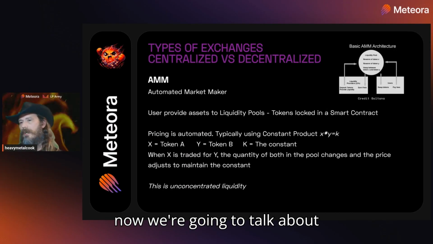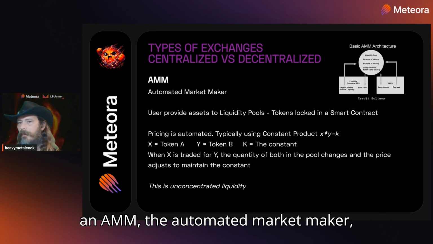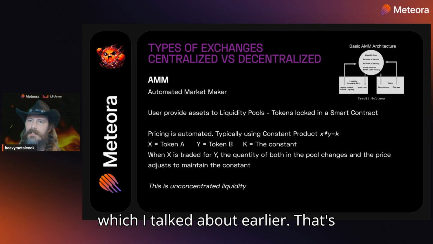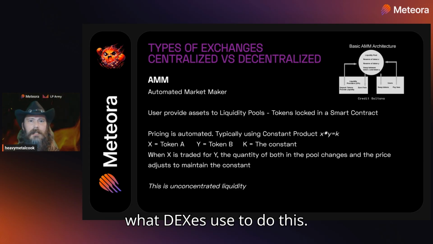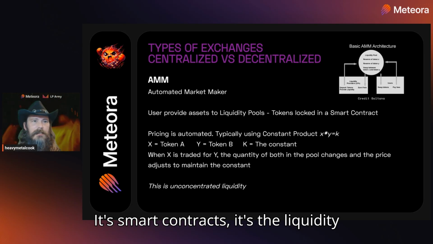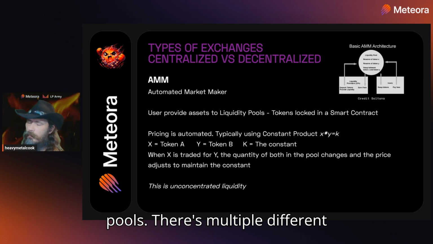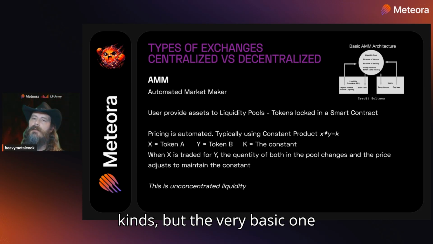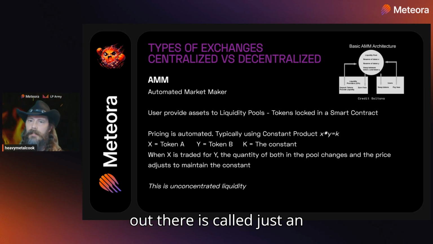Now, we're going to talk about an AMM, the automated market maker, which I talked about earlier. That's what DEXs use to do this. It's smart contracts. It's the liquidity pools. There's multiple different kinds, but the very basic one out there is called just an AMM.